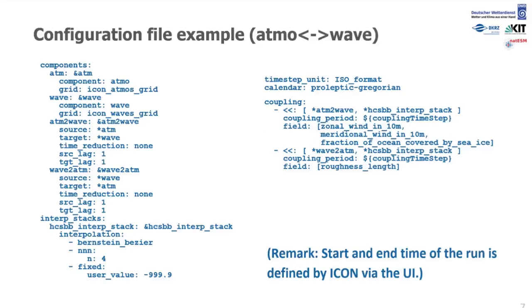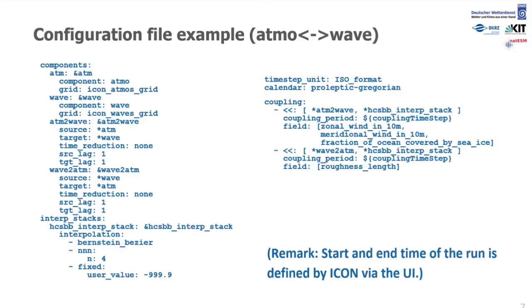And again, we have a little YAML syntax. This is basically a merge. And you provide a list of things you want to merge into your current section. And so here we merge in that we want to couple atmosphere to wave. We define the stack that we are using. We define the coupling period.